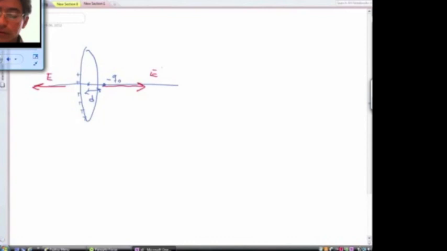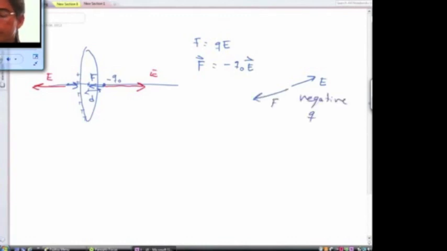So the force acting on the negatively charged particle would be to the left when the particle is to the right of the ring, and it would be to the right when the particle is to the left side of the ring. This is because remember that the force is the charge times the electric field. If the charge is negative, then the direction of the force is going to be opposite to the direction of the electric field. This is what you have when the charge is negative.